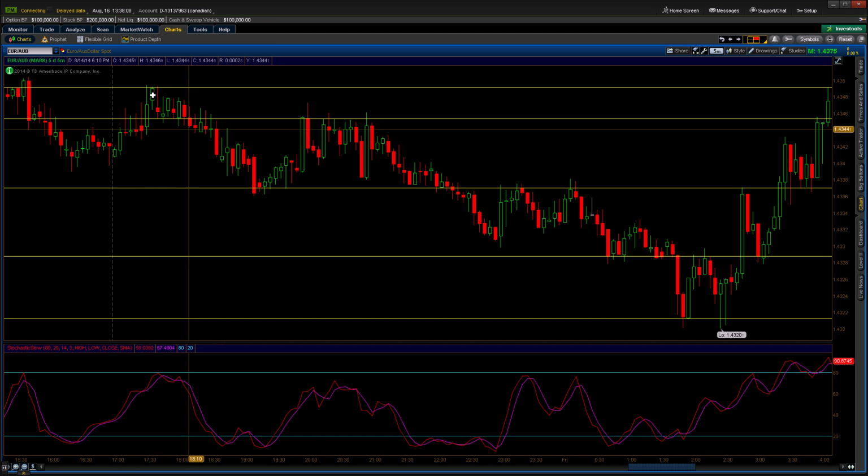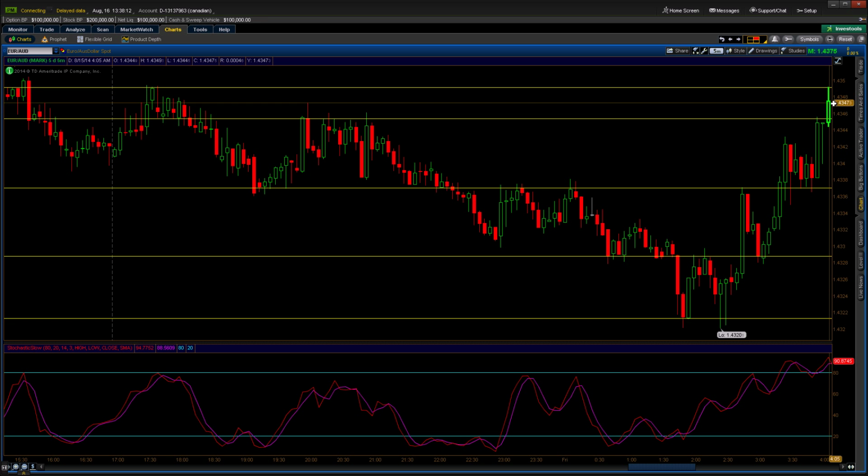Okay, so now it's hitting the highest high for that day. It touched it, and it bounced back. But I'm not going to place a trade because this is relatively far away from the resistance point. So let's see what happens. I'm not going to place a trade here.